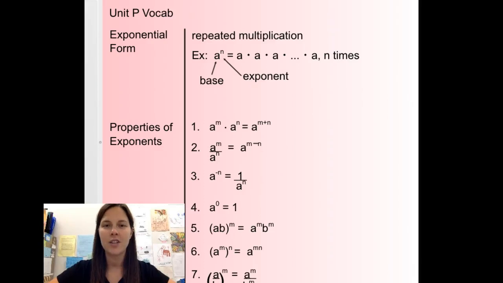The next section in our prerequisites unit is exponents in scientific notation. First of all, a few definitions. Exponential form is when you have repeated multiplication. So remember, when you're looking at a power, the base is kind of the bottom number, and the exponent is the power, which represents how many times you multiply the base by itself.